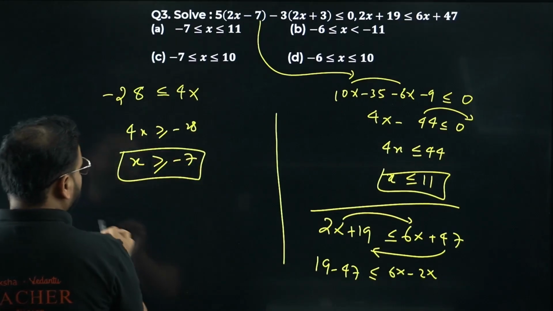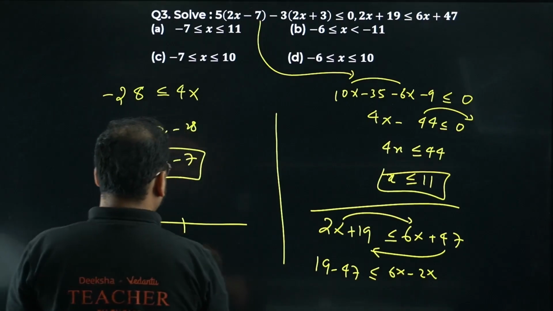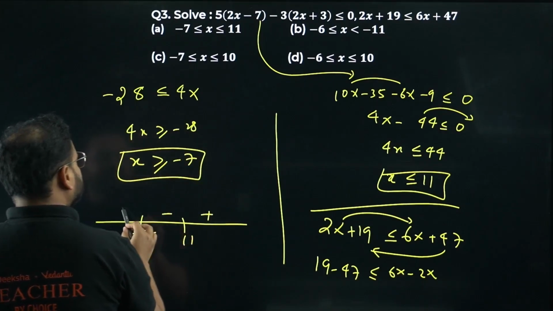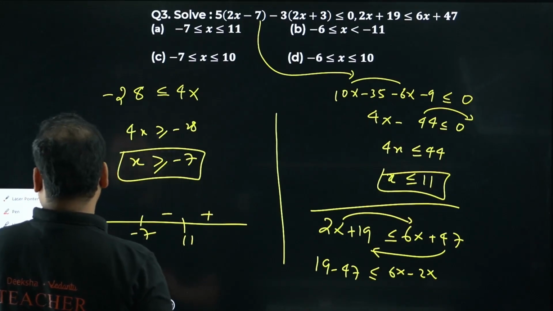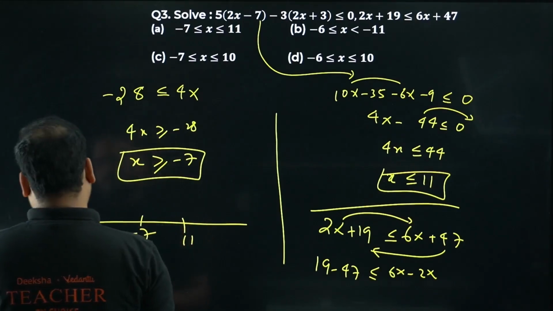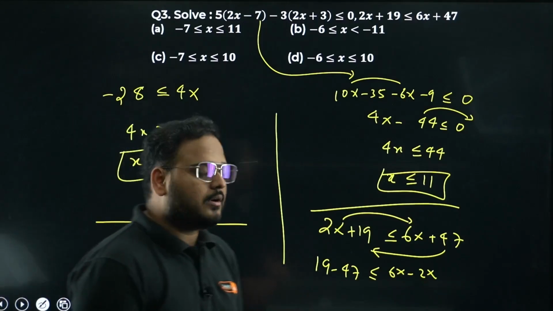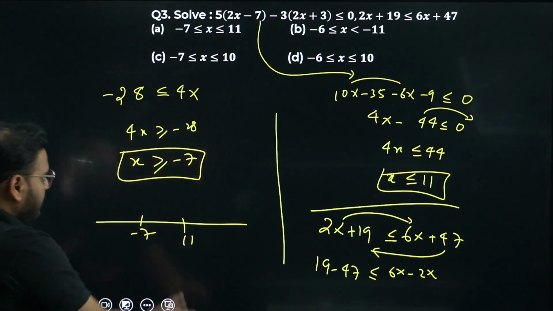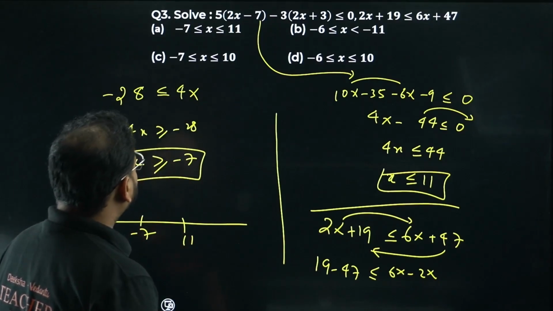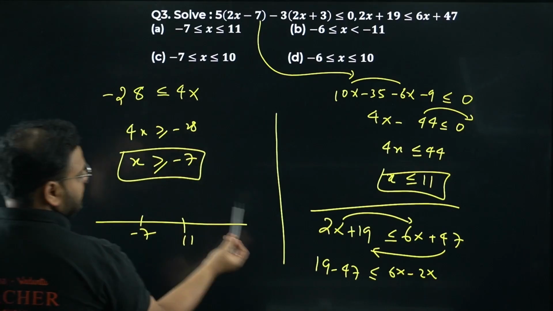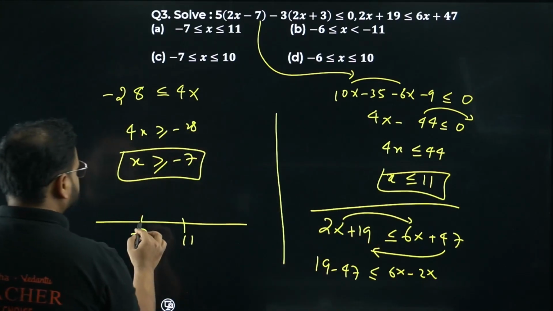So plot on the number line. I have minus 7 over here, and on this side I have 11, right? I can write it like that also, but we don't have that case over here. We'll take those questions later. Right now we'll close this over here. What we have here is minus 7 to 11, right? So we are looking for this only, greater than minus 7 less than 11. This is your answer.